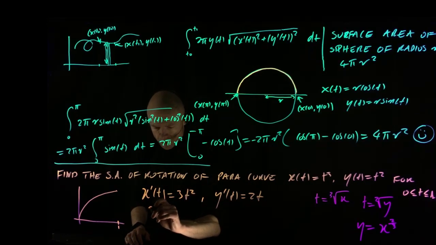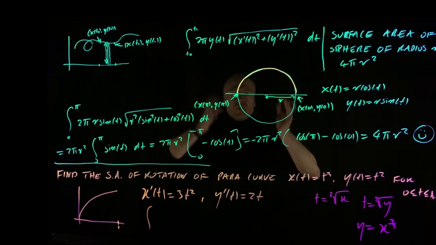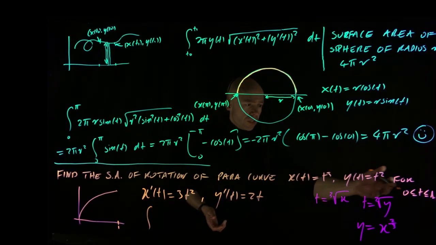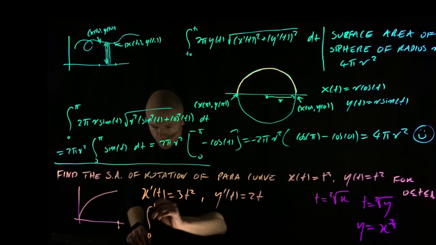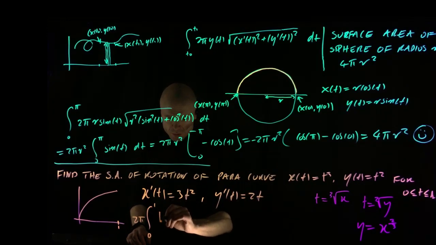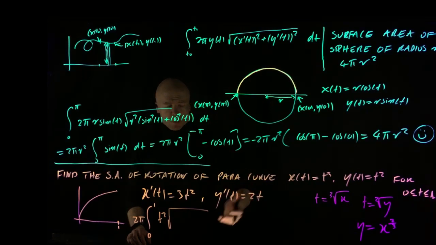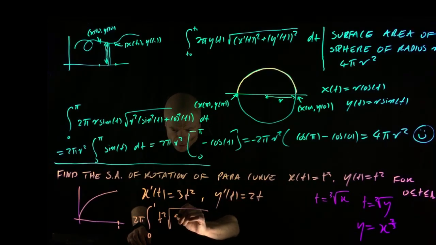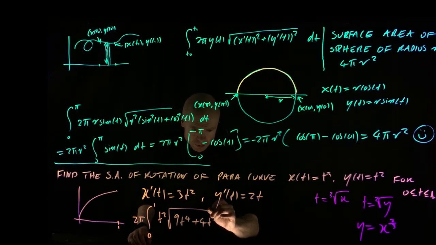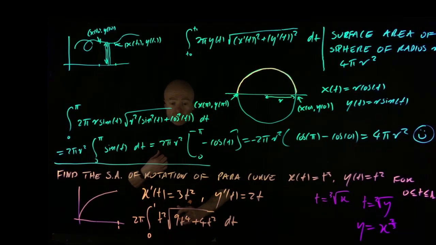And then we just put it in the formula. The reason we talk so long about the formula and try and explain it is because once you have the formula, it just comes down to stuff you already know how to do, which is just doing some integration. So the range of t is from 0 to 1. Let's take out the 2 pi right here. I'm going to put the y, which is t squared, and then we have the square root of x prime squared plus y prime squared. So we're going to have 9 t to the 4 plus 4 t squared dt. And that is our integral.